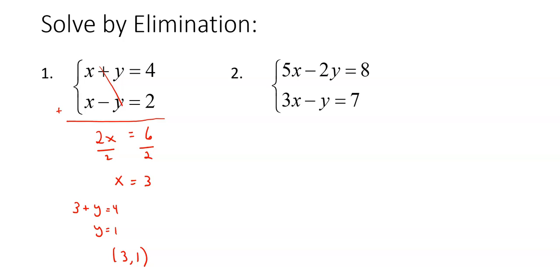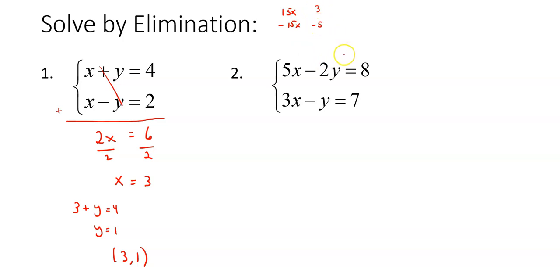All right, look at the second one. Now, the reality is you can choose to get rid of x or you can choose to get rid of y. I'm going to do the one that takes the least amount of work. So if you look at the x's, if I were to try to get rid of these x's, between a 5 and a 3, I would need to get a 15x and a negative 15x. So I'd have to multiply the top row by 3 and the bottom row by negative 5.